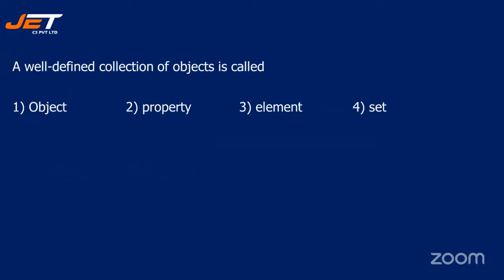A well-defined collection of objects is called dash. Is it option 1, 2, 3, or 4? Option 1 says object, option 2 says property, option 3 says element, option 4 says set. Not more than 1 minute can be allowed for such questions, students. It's all very simple. A well-defined collection of objects is called, obviously, a set.